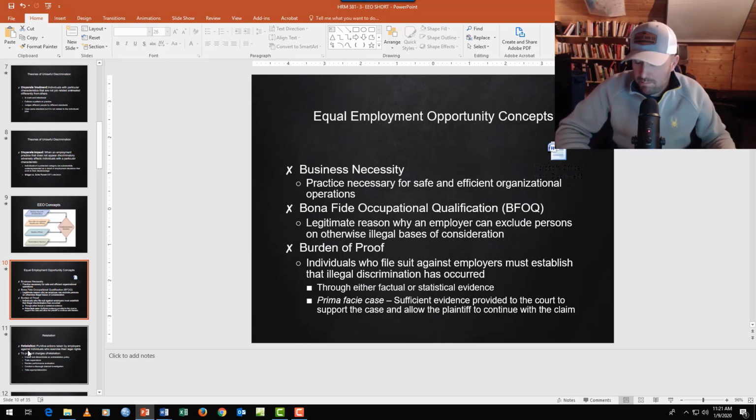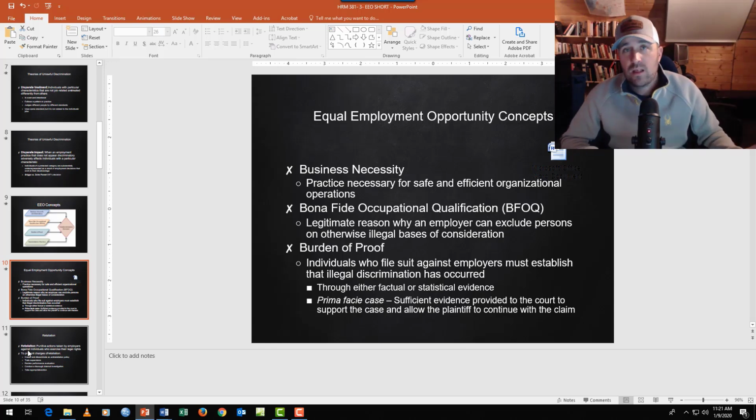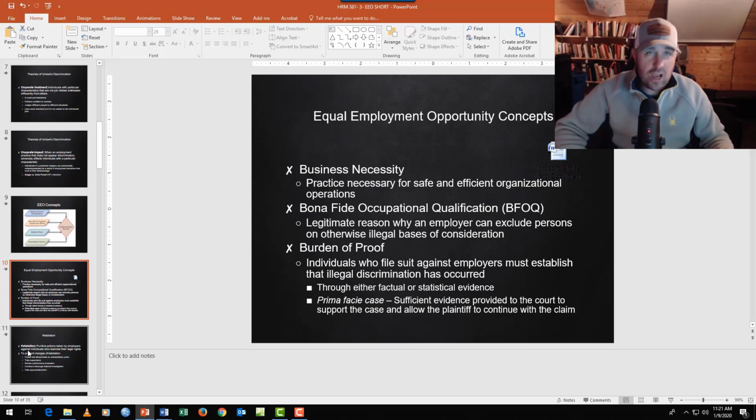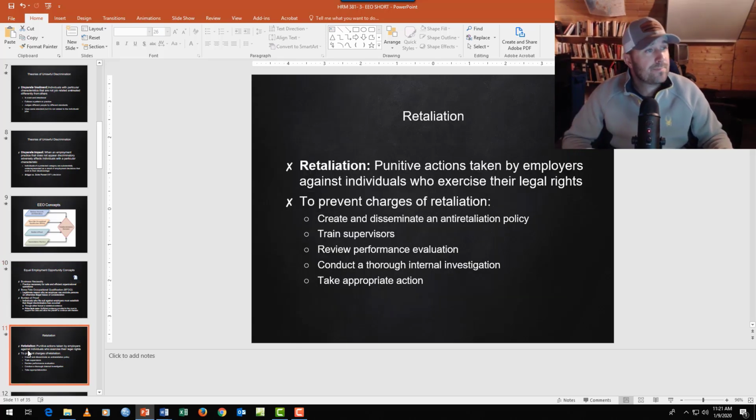So burden of proof is a big, expensive deal, which is why you hear a lot about companies settling. They're like, we're not going to fight this in court. It takes too much time to argue we didn't do something wrong. We're going to write the person a check and make them go away. Okay.